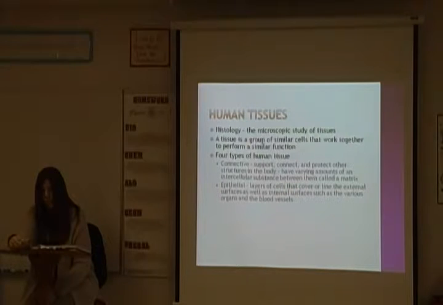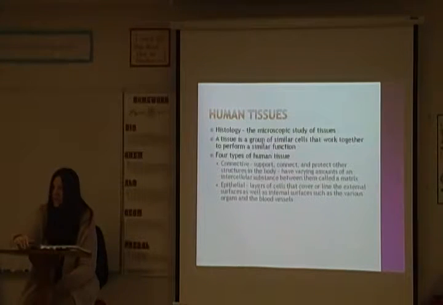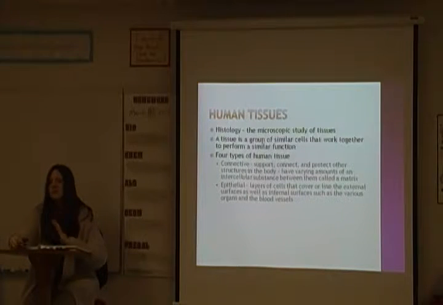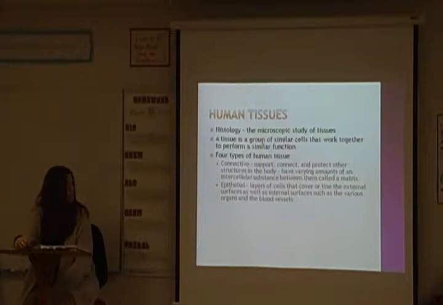Then there is epithelial tissue. It covers and lines the surfaces of organs and blood vessels. It can line either the interior or exterior. Your skin, especially the first layer of skin, is epithelial tissue. Most organs have epithelial tissue covering the outside of them and then lining the inside of them as well. Some of them might have special functions, like there might be cilia or mucus-secreting cells. But that is epithelial.